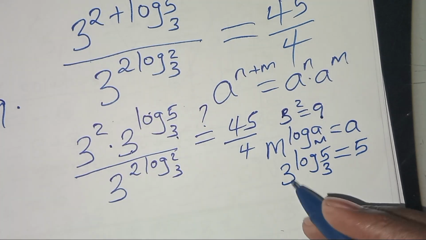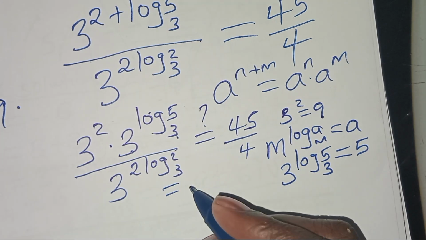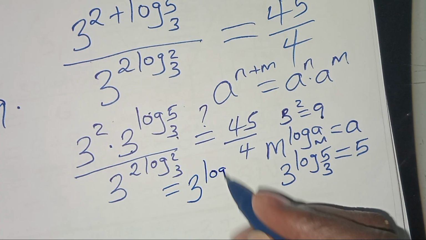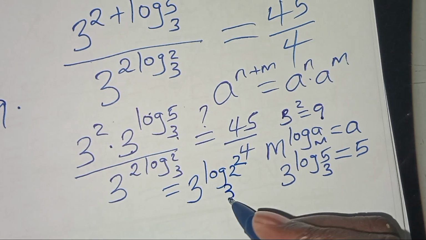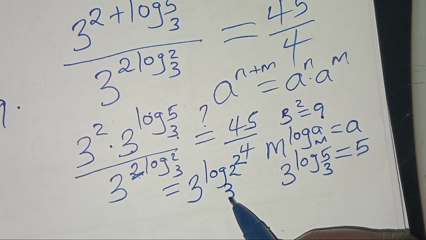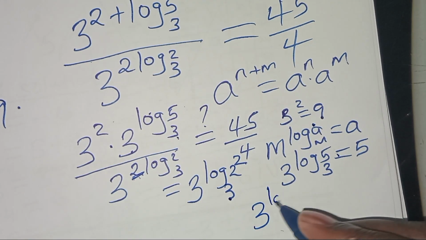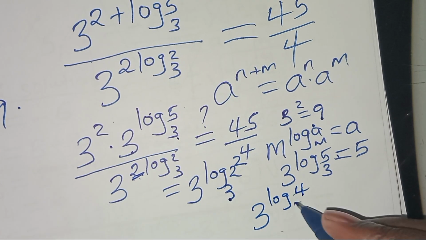The same case here, 3 raised to the power 2 log 2 to base 3. This can also be expressed as 3 to the power log 2 squared to base 3. So that's why this is 3 to the power log 2 squared to base 3. Now applying this logarithm property, 3 to the power log 2 squared, which is actually 4, to base 3, is equal to 4.